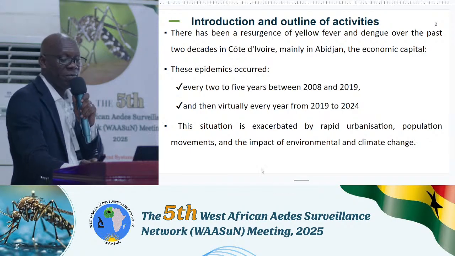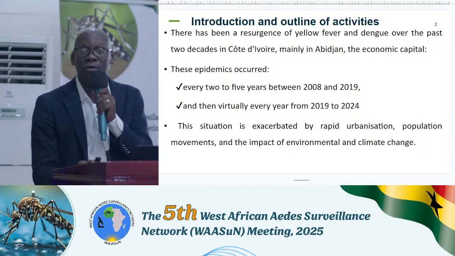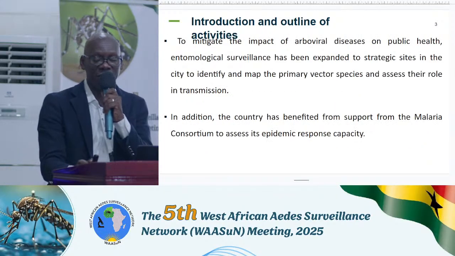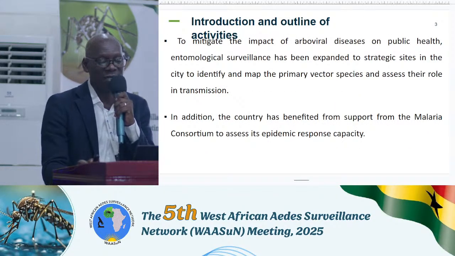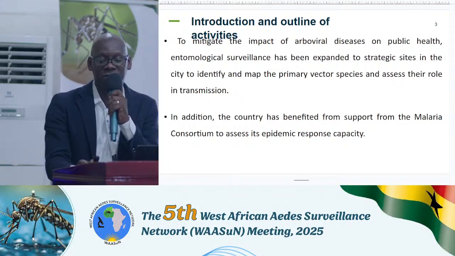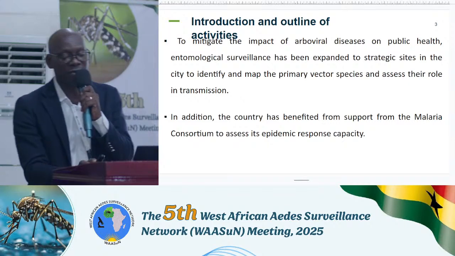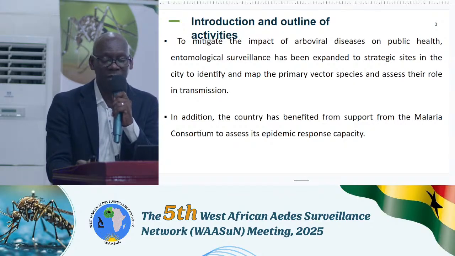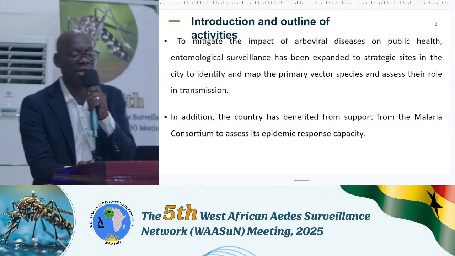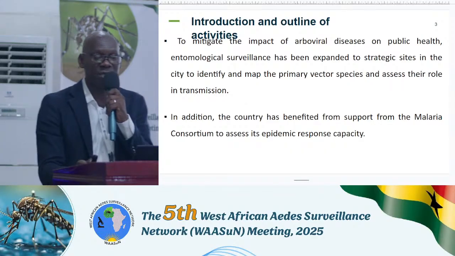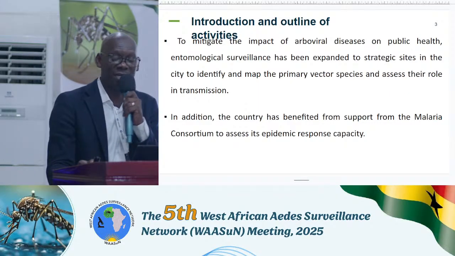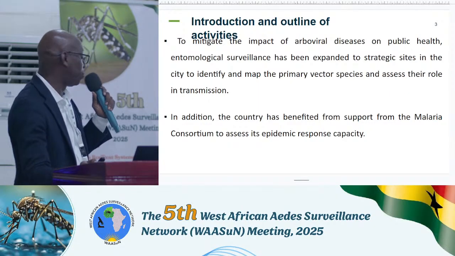To mitigate the impact of arbovirus diseases on public health, we carry out entomological surveillance, expanded with our strategy, on sentinel sites in the city of Abidjan to map the primary vector species and assess their role in transmission. In addition, we benefit from Malaria Consortium support to assess epidemic response capacity. We work on a national plan strategy helped by Malaria Consortium and our professor.